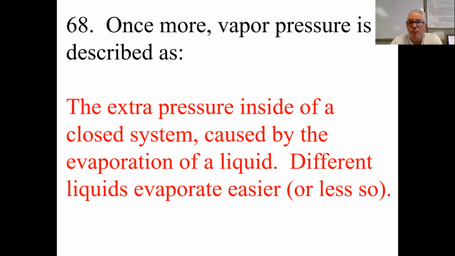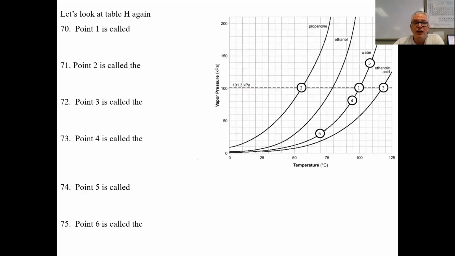And this can create stress on a system because the extra pressure could cause an explosion. Depends on how hot it gets; the hotter it gets, the more likely it is to blow up. So vapor pressure is on table H for 4 different liquids.